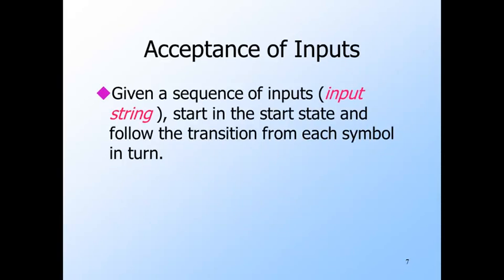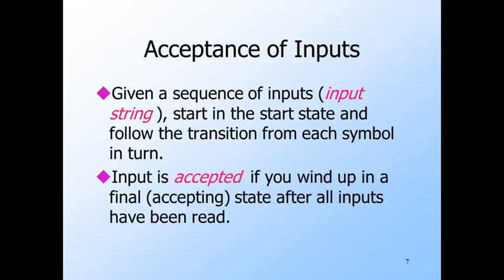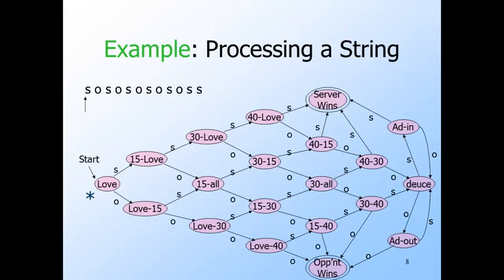We always begin at the start state and we read each input symbol in order. For each input symbol, we follow the transition from the state we are in to discover what the new state is. We accept the string if we wind up in a final state after processing the entire input. Here is an example. Here is our input string. It represents a game in which the server and opponent alternate winning points until the very end, when the server wins 2 in a row.